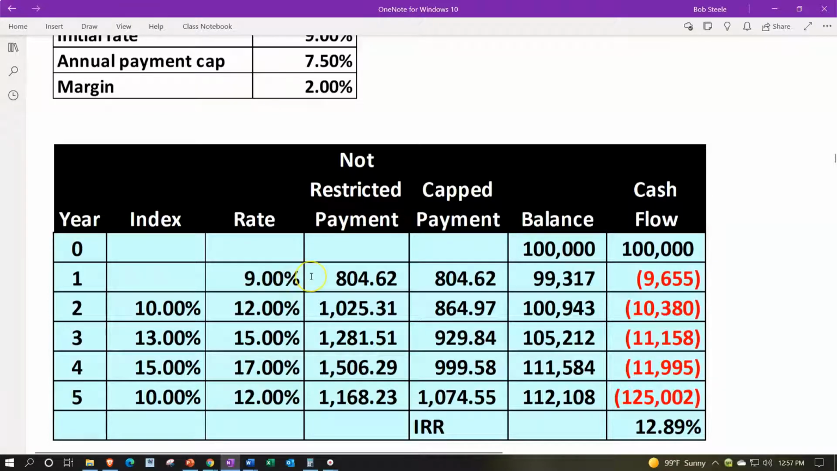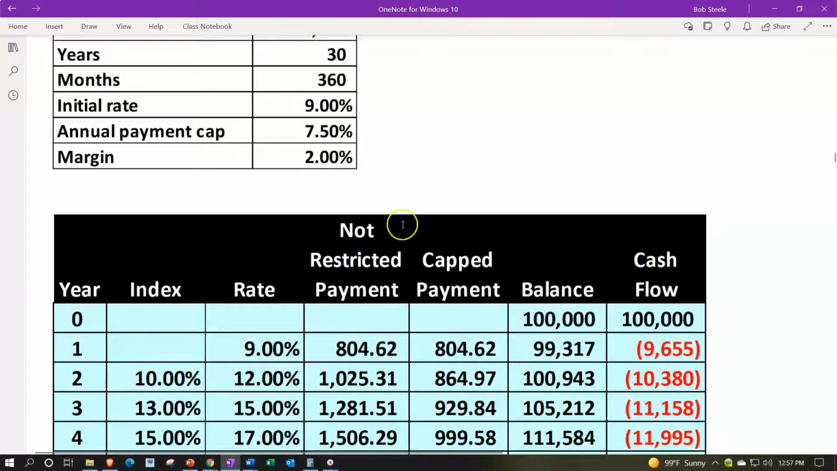Then we can calculate our payment, which we'll do in a little bit more detail shortly, but it's the same calculation we've seen in the past, calculating our payments based on these rates that have taken place. Then we're going to think about the caps on the payment. That's where the cap comes into play. And remember, we have a payment cap of 7.5%.